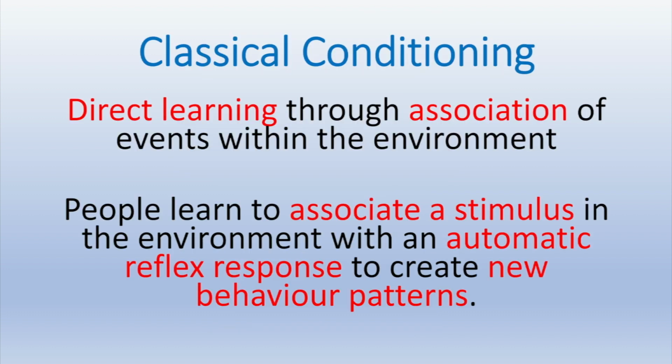So we're going to have a look at those in a little bit more detail and give you a bit of a recap. So classical conditioning, instead of, obviously we talked about operant conditioning as a bit of a recap earlier, classical conditioning is the following. So direct learning through association of events within the environment. Okay, so people learn to associate a stimulus in the environment, so that's just anything really, with an automatic reflex response to create new behaviour patterns.